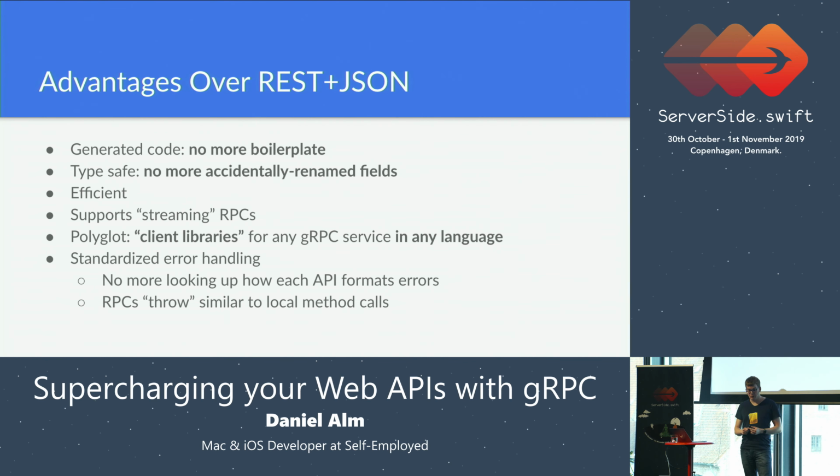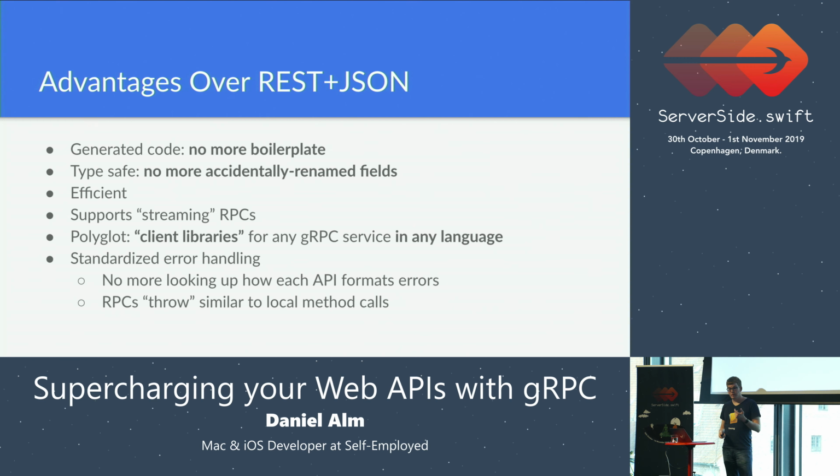It's also polyglot, which means that we have client libraries for almost every language for gRPC. So your Swift service can talk to your Java service or your Python service, or your Go service. They can all talk to each other as if they were written in one language. Like, it doesn't really matter.